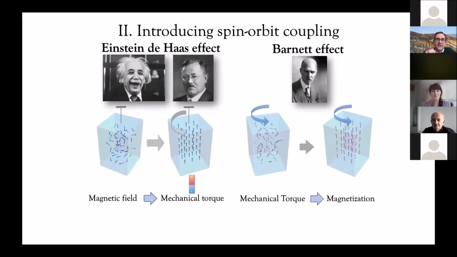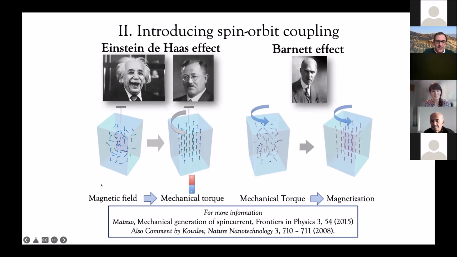And these two effects are really two sides of the same coin, pointing out that magnetization has a lot to do with angular momentum. And what we're going to talk about today is based on angular momentum conservation. I mean, that's the whole idea. Of course, you can have a look at those papers here that give a deeper discussion of those different effects.